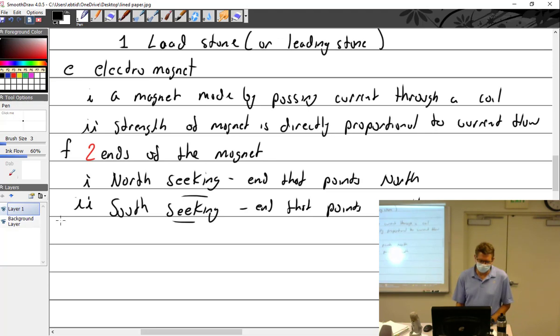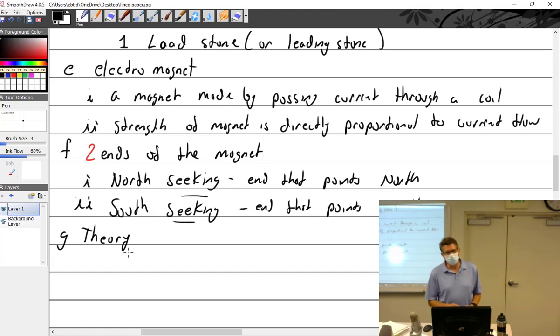So A, B, C, D, E, F, we'll go to G. I'm going to skip that right there. Then I'm going to say, well, what is this theory, this magnet? Why are magnets magnets? What makes them magnets? There's kind of two theories that work. Some of them will combine the two, which is kind of cool. But there's two ways of looking at it.